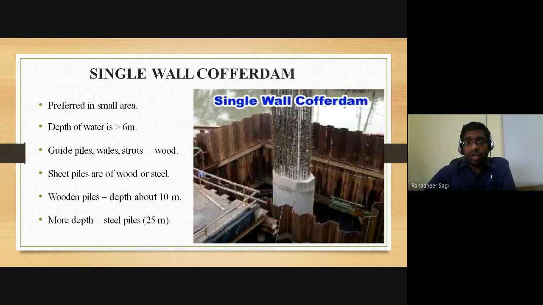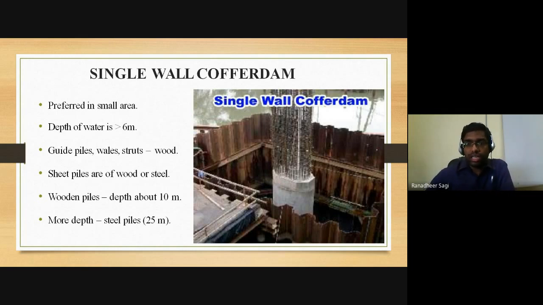Next is single wall cofferdam. So what does this single wall cofferdam mean? Typically these kinds of cofferdams are suitable in areas which are relatively small, where the area that is to be protected from water flow condition is relatively small. In such particular cases, we go for what is called a single wall cofferdam.